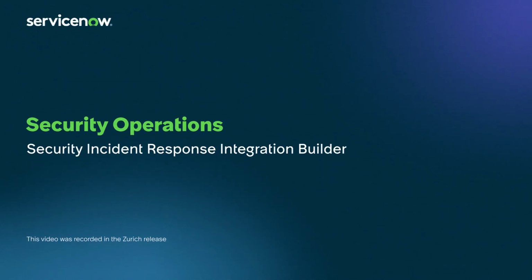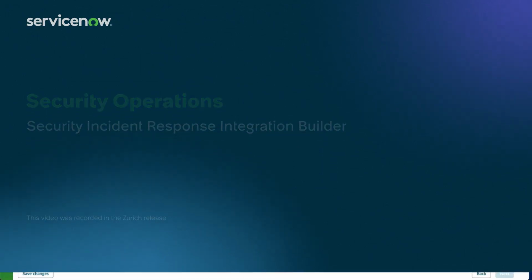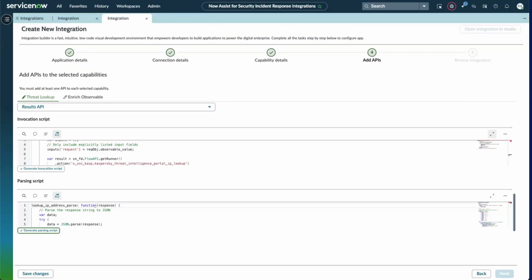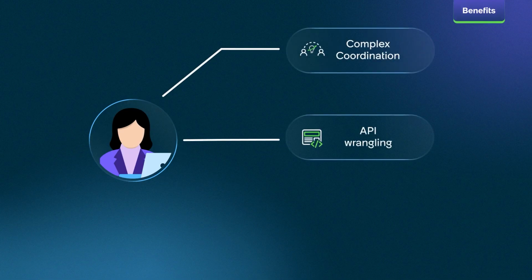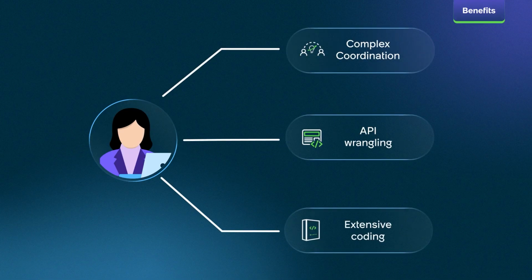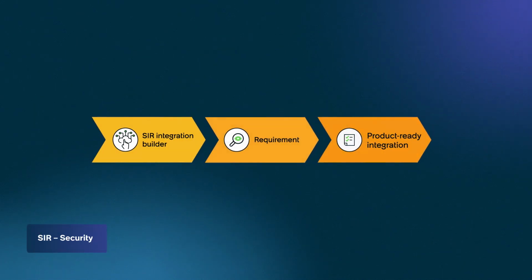Security Incident Response Integration Builder delivers production-ready security integrations in hours instead of weeks, with zero code. Traditional integrations sometimes require weeks of coordination, API wrangling, and extensive coding. SIR Integration Builder helps organizations go from requirement to product-ready integration in as little as 1 week or less.